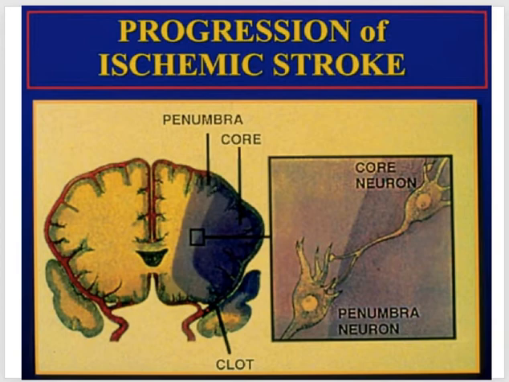Now, one more concept, guys, I will give you here, and then I will finish this lecture and we will start the next lecture. A very important concept to remember. For example, the MCA is blocked. So see, this area doesn't have blood supply, this area doesn't have blood supply, but this area is getting a little blood supply from the ACA territory.